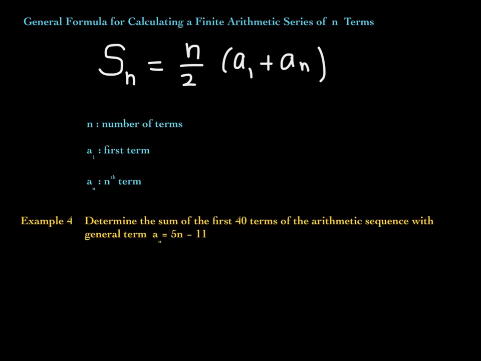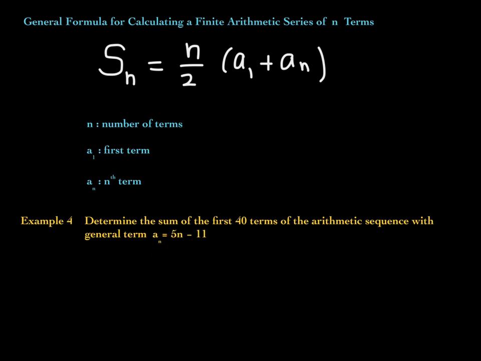Okay, so let's see if we can use it. And this is our next example. We want to determine the sum of the first 40 terms. How many terms are we adding? 40. So in this case, 40 is n, the number of terms that you want to add. Of the arithmetic sequence with general term a sub n is equal to 5n minus 11.